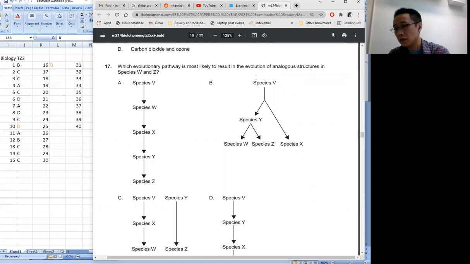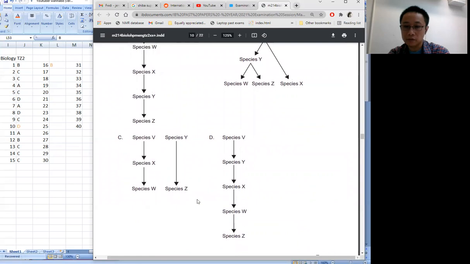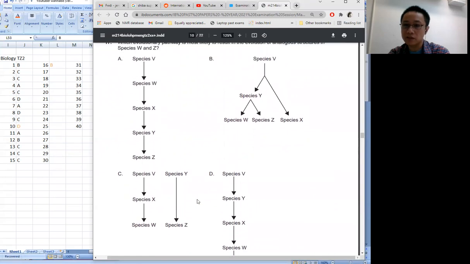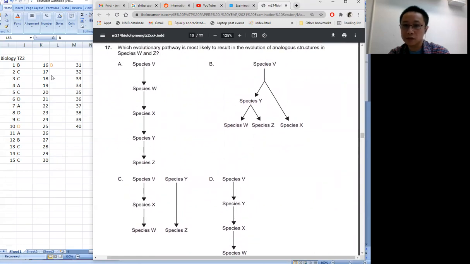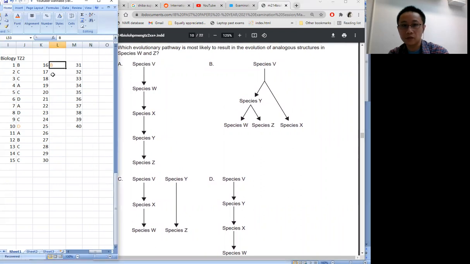B would be the answer had they been asking for homologous structures. And A and D just both look weird because they belong to the same lineage. So one species evolves from the other one, but that's not how organisms that share analogous structures are supposed to evolve. I'll just go for C.